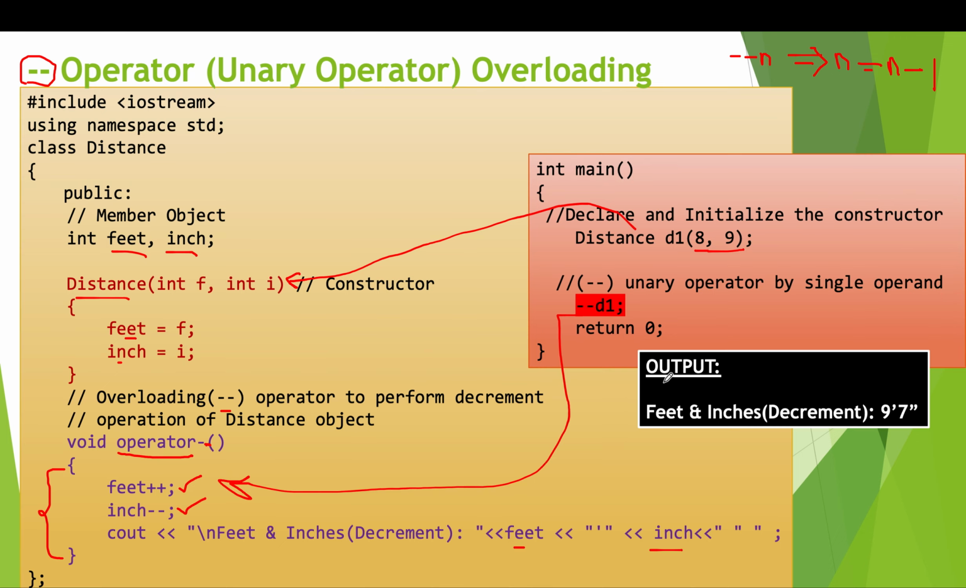How will the output of the function be? Feet and inch decrement colon: feet का new value is 8 plus 1, that is 9. Inch का new value is 9 minus 1, sorry, it should be 9 minus 1, that is 8. It should be 8. Okay, so is this clear to everyone? If this is clear, then we'll move ahead to the next.